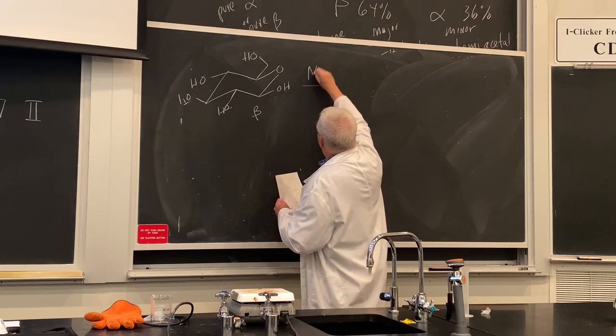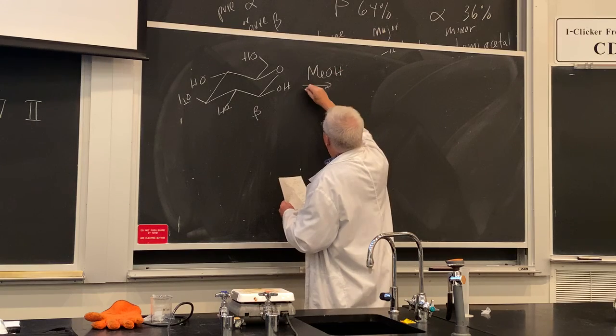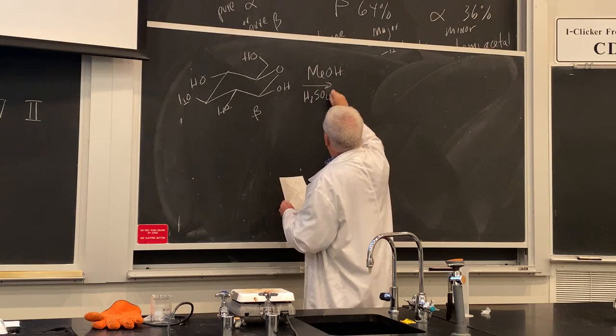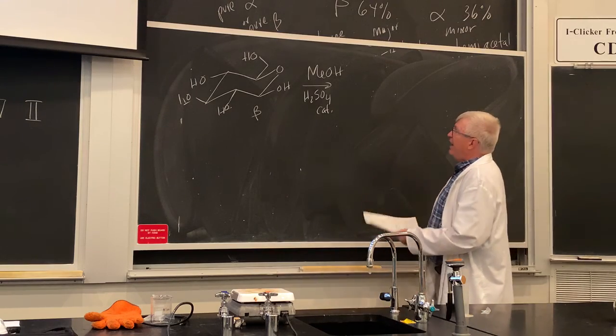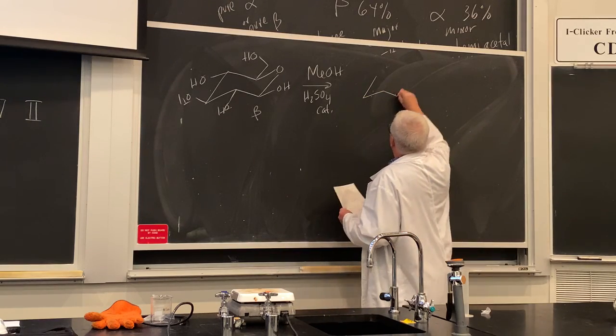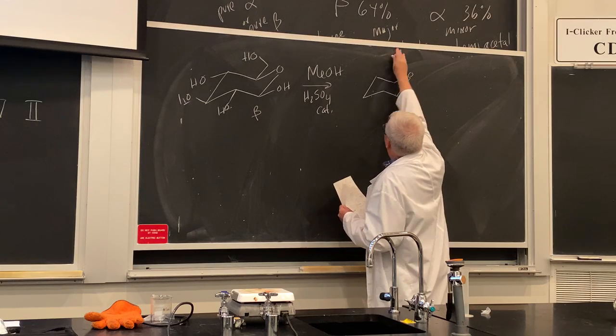And we're going to treat with methanol as our solvent, and we're going to add a little bit of catalytic sulfuric acid. And what are we going to get here? We're going to get the methyl acetal.